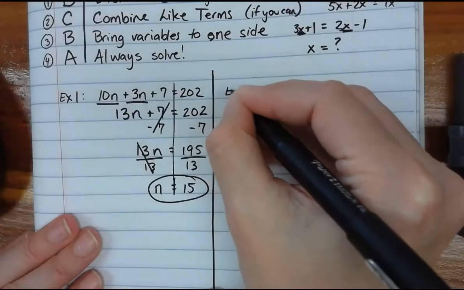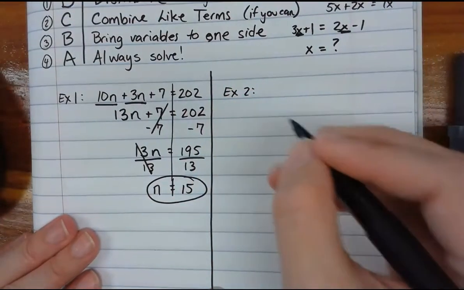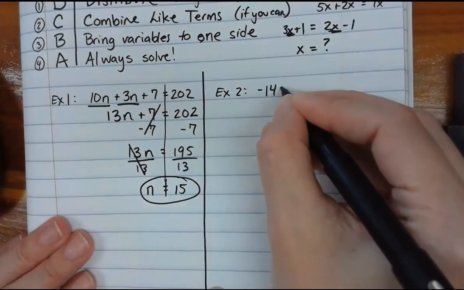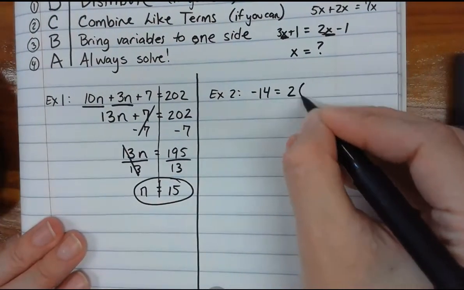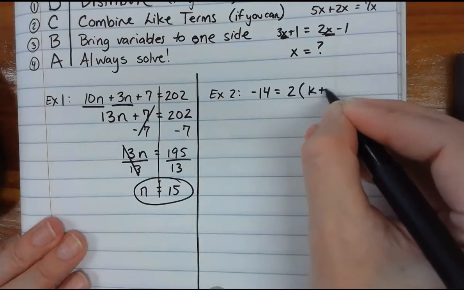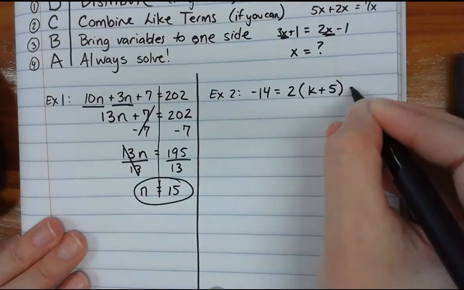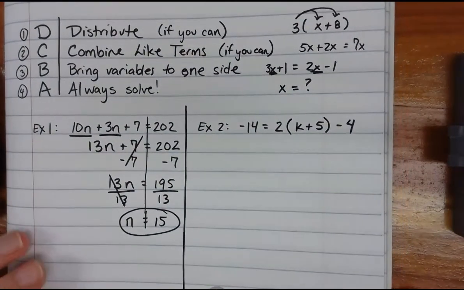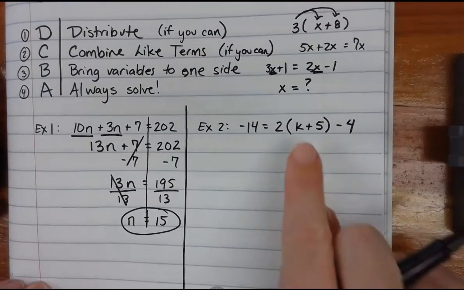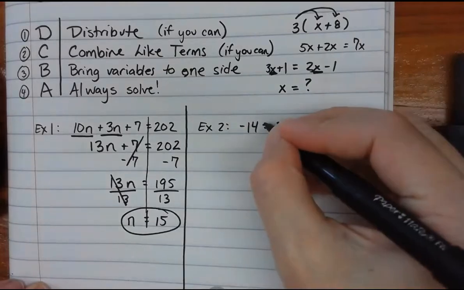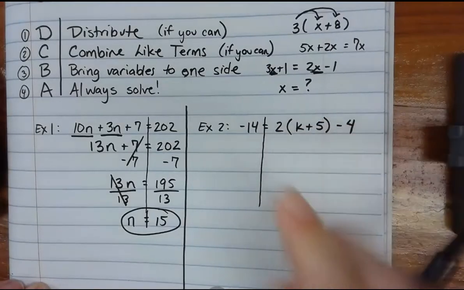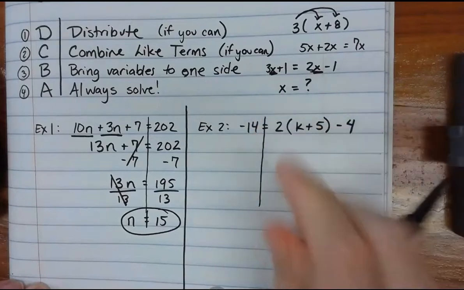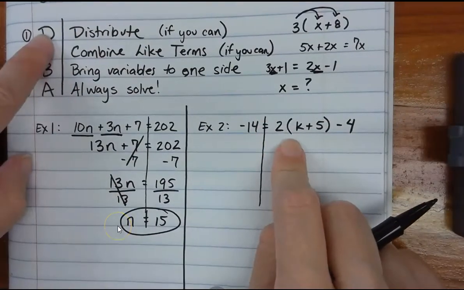You might see another example that might look like this. We have negative 14 is equal to 2 times the quantity k plus 5, minus 4. Again, we're going to use our steps to solve this problem. We look first and we draw our line down the middle through the equal sign so that we can split up our sides, and we look for distribution first.